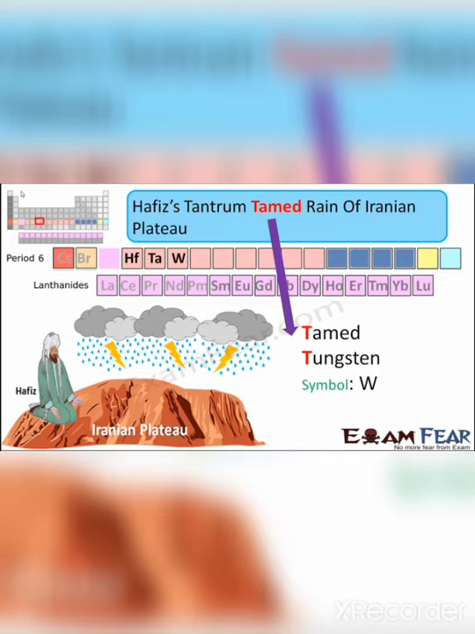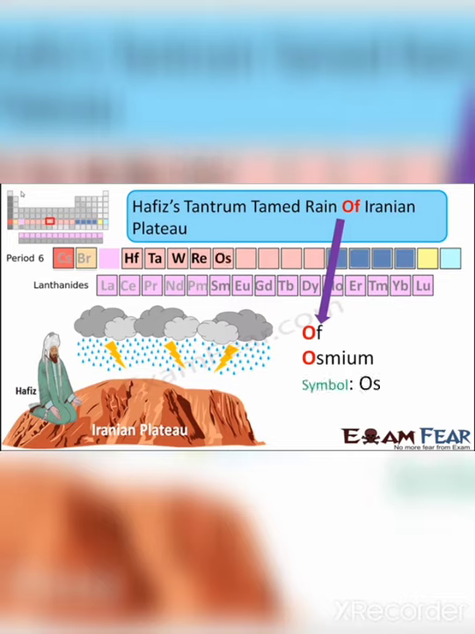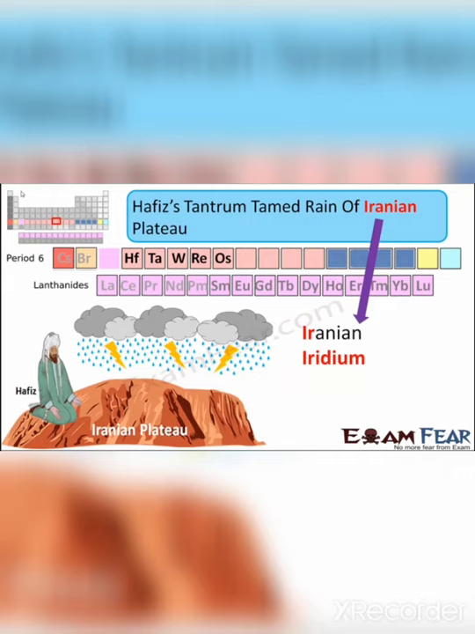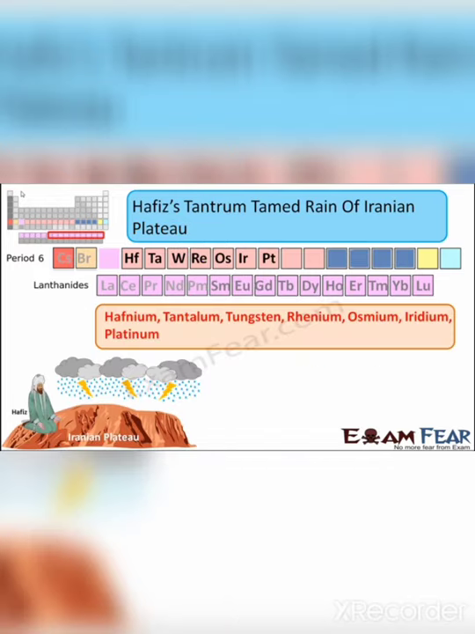Now here an interesting thing is, though tungsten starts with T, the symbol is W. Rain for rhenium, of for osmium, Iranian for iridium, so Ir in Iranian, Ir in iridium, so that's how they match. Plateau for platinum, so that's Pt. So finally, the memory tip for this set of elements of period 6 would be Hafiz tantrum tamed rain of Iranian plateau.